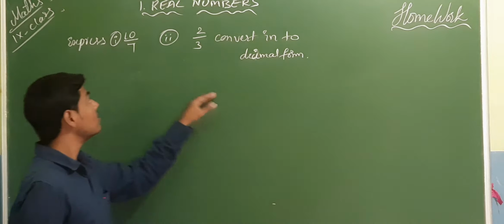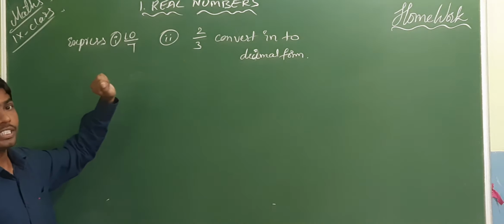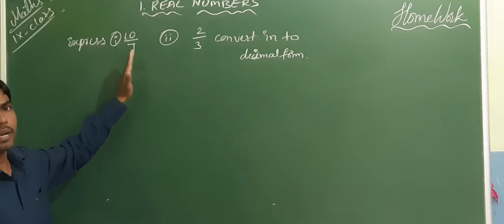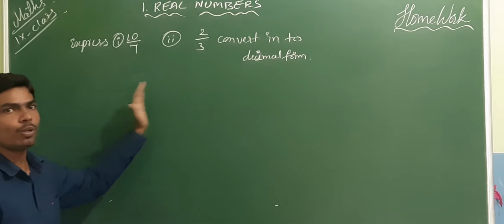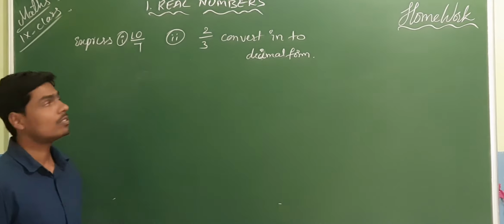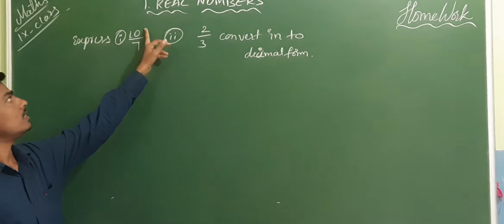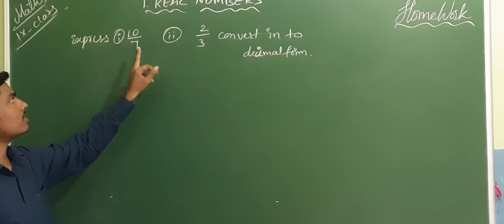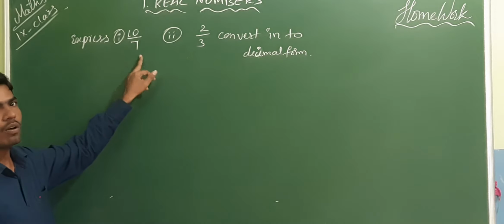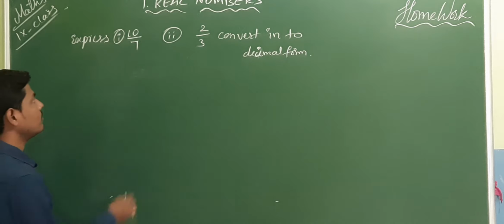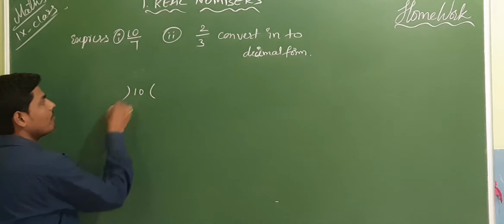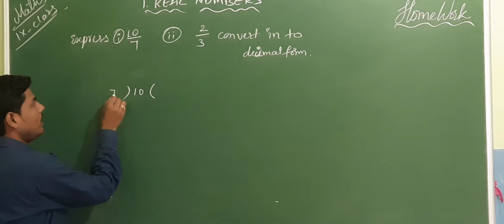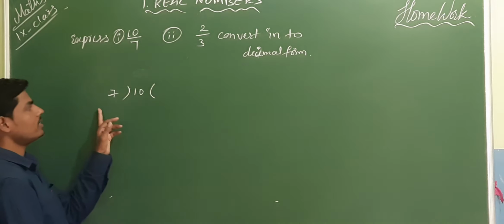Here, children, 10 by 7 is a rational number. Now convert this rational number 10 by 7 into decimal form. We know that this is in the form of p by q, that is, 10 is the numerator and 7 is the denominator. Now go with the division method. That is, 10 will become the dividend and 7 is the divisor. So go with the 7 table.